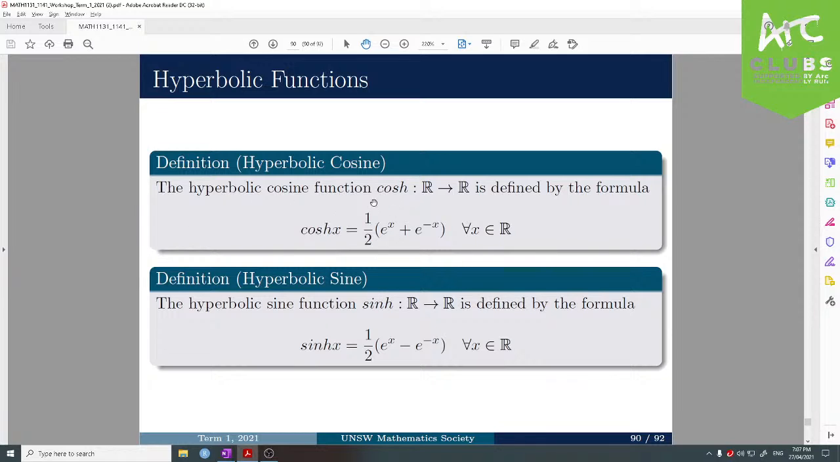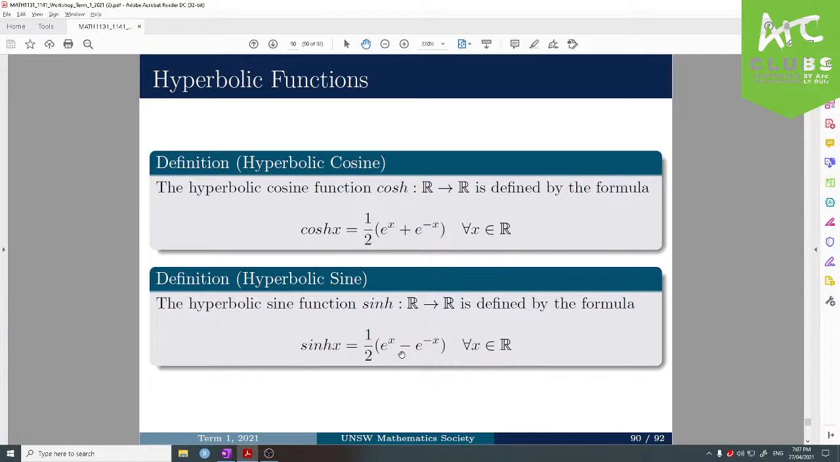The hyperbolic cosine function is defined by the formula cosh x equals half times e to the power of x plus e to the power of negative x. Okay, and hyperbolic sine is defined as half times e to the power of x minus e to the power of negative x. Okay, so as you can see, as long as you memorize one of them, the other one should be pretty easy. Just change the sign to the opposite.